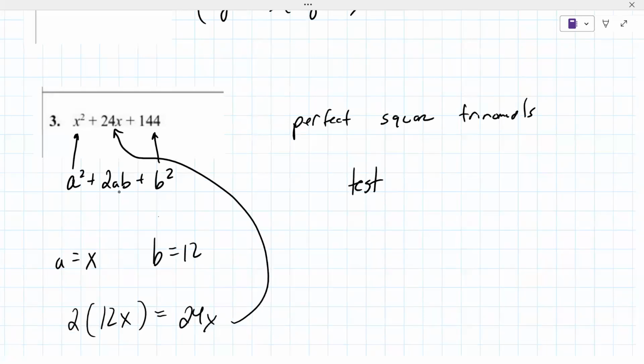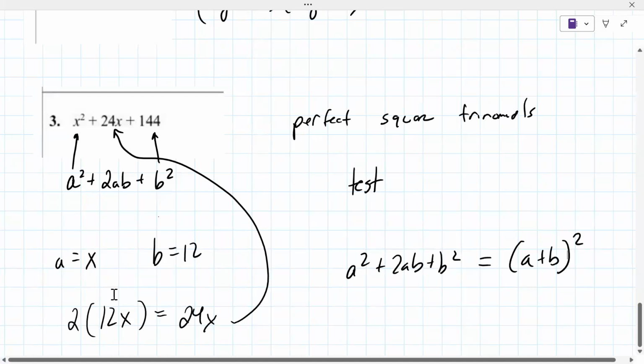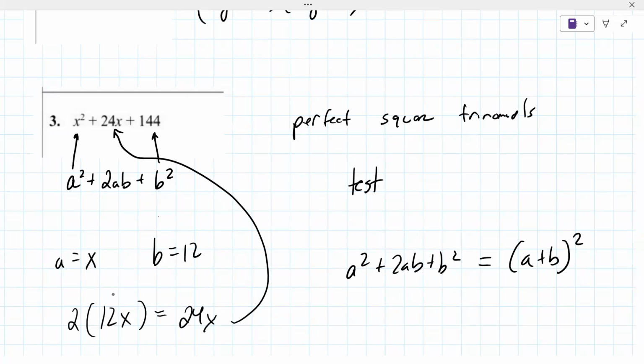Yes. Okay. So once you verify that it's in this form, it becomes A plus B squared. So your A is X, your B is 12. This thing becomes X plus 12 in parentheses squared.